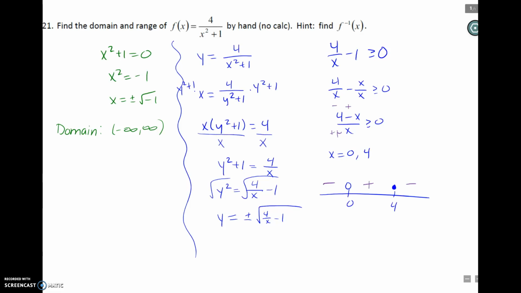Okay, so we're looking for positives, right? Because our domain is what we can put in for x. So you can put in anything from 0 to 4. So the domain of the inverse is the range of the original. So our range over here is from 0, oops, that's a 4, from 0 to 4, including the 4 and not including the 0.